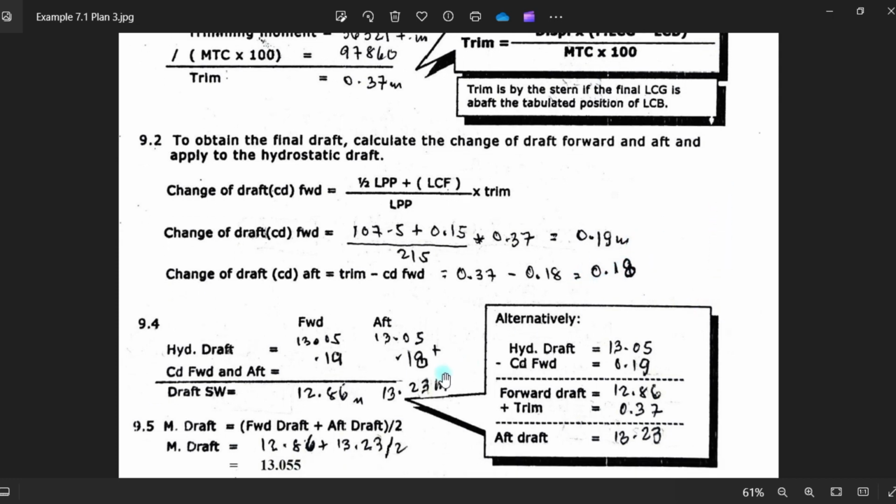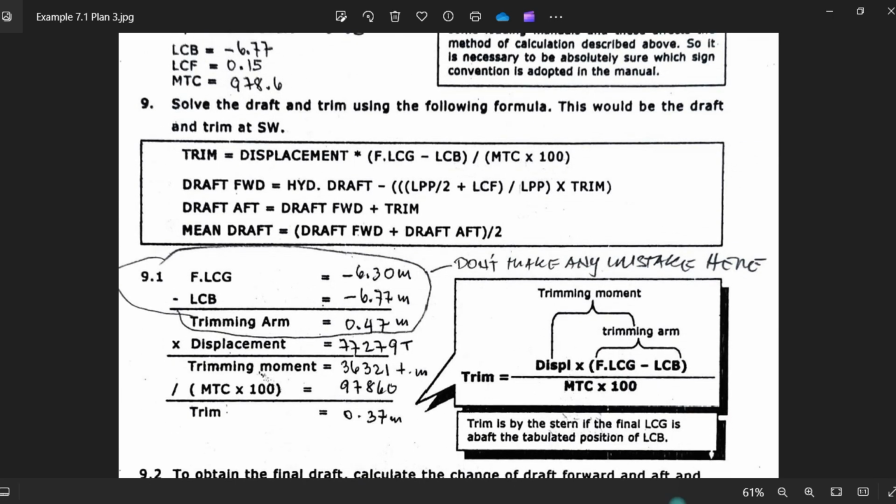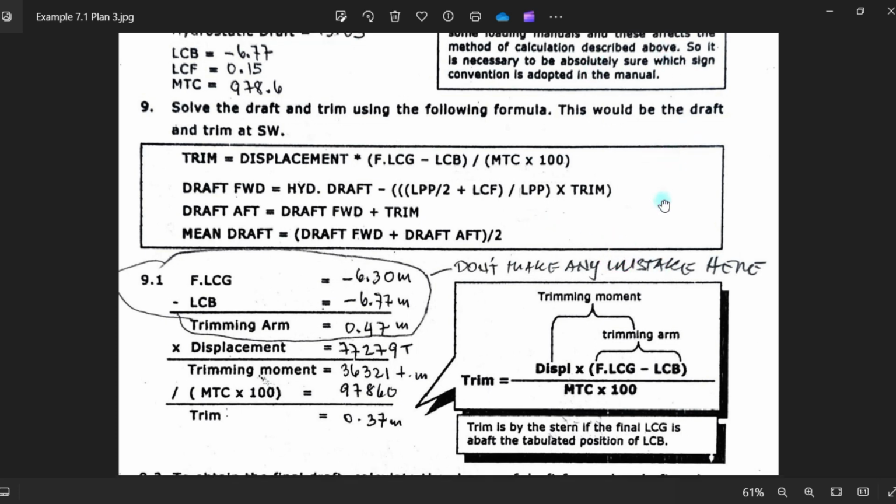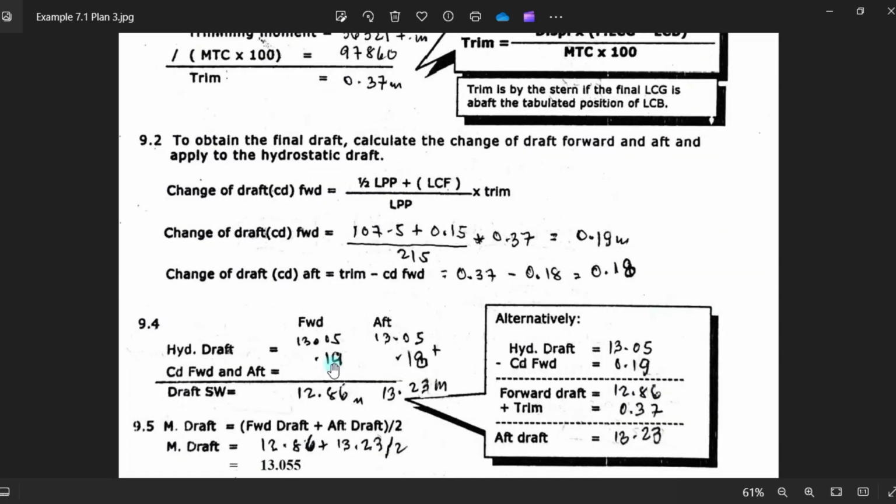Okay, so at 9.4 you put your hydrostatic draft of 13.05, which is this one, 13.05 forward, 13.05 up. Your change of draft forward and up: forward will be 0.19, and your change of draft up will be 0.18.